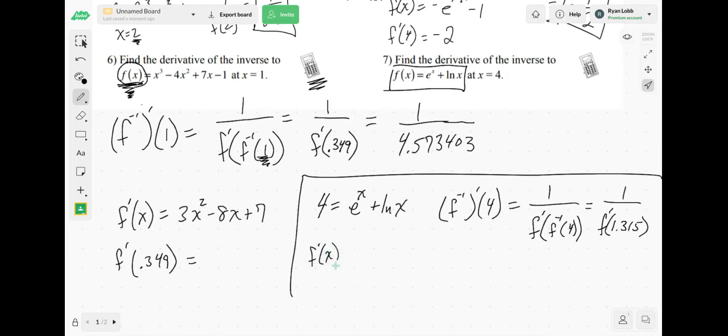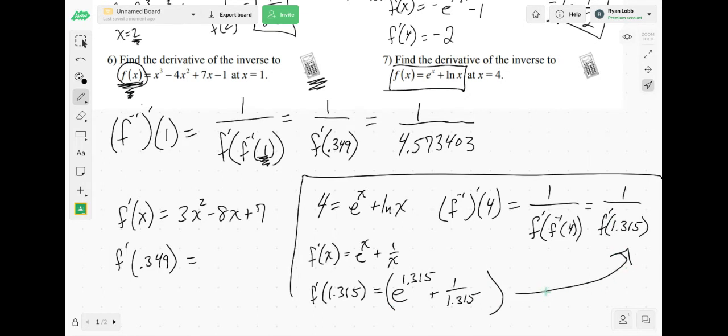F prime of x is going to be equal to e to the x plus 1 over x. So f prime of 1.315 would be equal to e to the 1.315 plus 1 over 1.315. This value then would replace all this right there and you get 1 over that value. Plug in the calculator, you get your decimal 3 places at least, right? At least 3 decimals. You can go more, but you got to go at least 3. Okay?